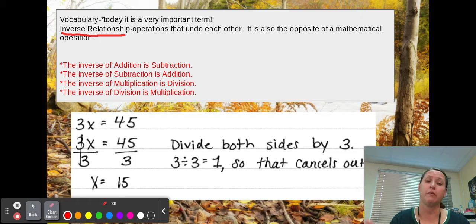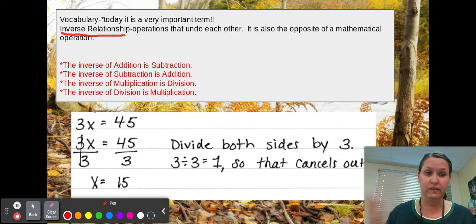Inverse relationships are operations that undo each other. It is the opposite of a mathematical operation. So the opposite of multiplication is division, and the opposite of division is multiplication.